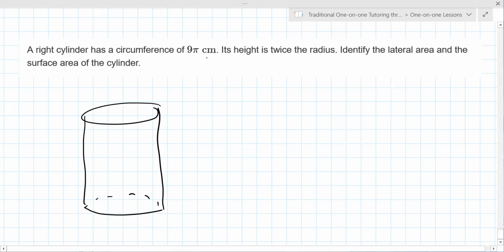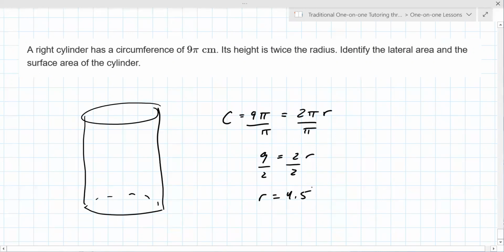The right cylinder has a circumference of 9 pi. So the formula for circumference is 2 pi r. Okay, so you divide both sides by pi. You get 9 equals 2r, divide by 2, divide by 2. So the radius is 4.5. Okay. What is the height? The height is twice the radius, so that makes it 9. Okay. All right.